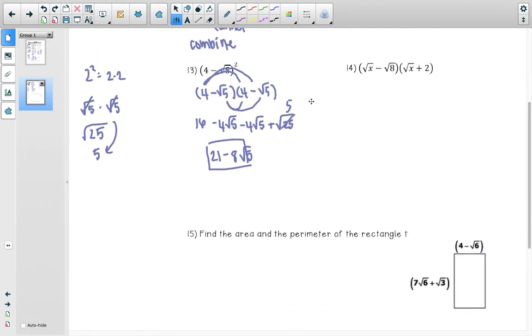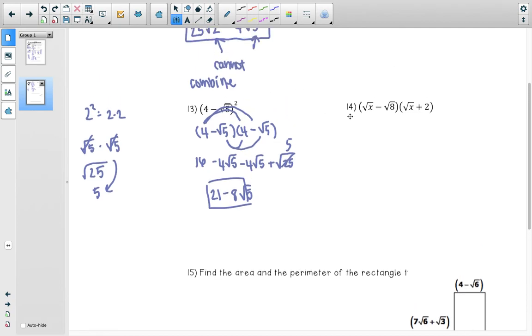Let's go ahead and do 14 real quick, and then we'll talk about 15. Okay, so on 14, you have to multiply the first two terms. The square root of x times the square root of x is x. Square root of x times 2 is 2 square root of x. Here to here is square root of 8x, and here to here is negative 2 square root of 8.